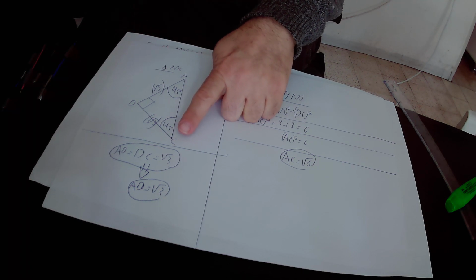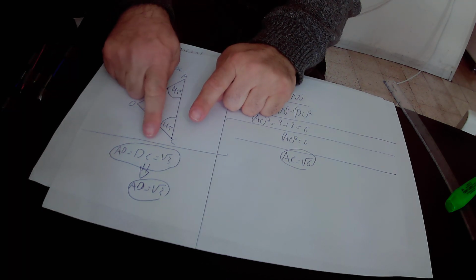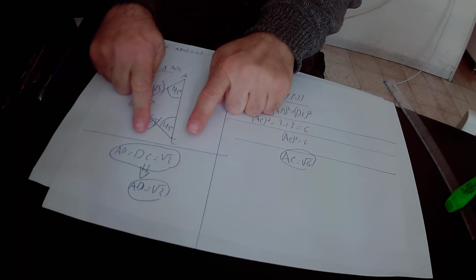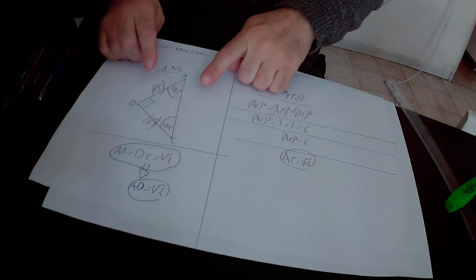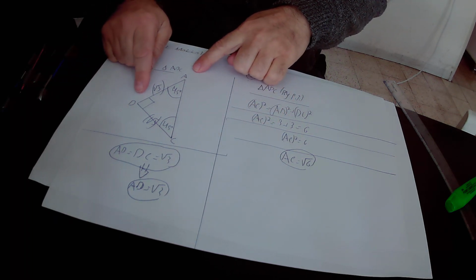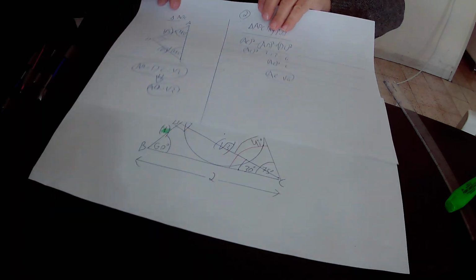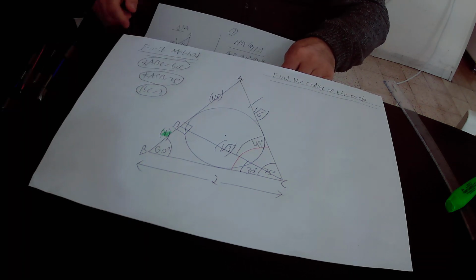AD equals DC, but we have already found out that DC equals the square root of 3 units. So we can write here that DC equals the square root of 3 units, and from this equation AD equals DC equals the square root of 3 units, we derive that AD also equals the square root of 3 units in its length. Here, this is side AD, which equals the square root of 3 units in length.